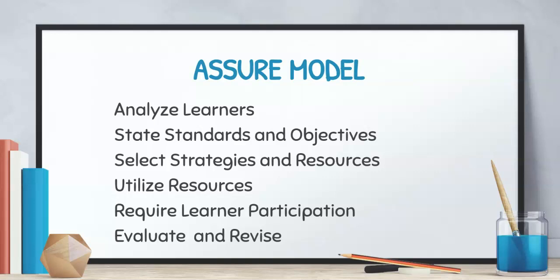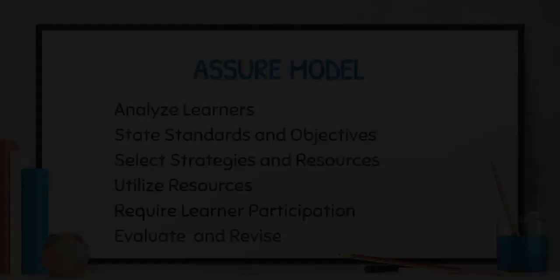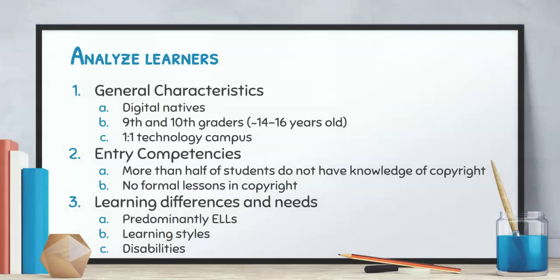standards, objectives, select strategies and resources, utilize resources, require learner participation, and evaluate and revise. So starting off with the A, the analyze learners. So going off of some of the general characteristics, they would be digital natives. Meaning that they have grown up with technology, but maybe not formally taught it in their school, but they have always been surrounded by it.